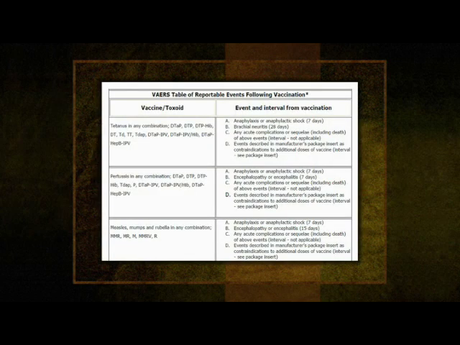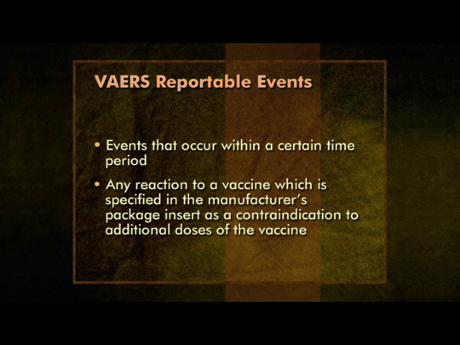The Childhood Vaccine Injury Act requires healthcare providers to report adverse events following immunization that are listed on a table of reportable events, a section of which is shown here. Reportable events listed on the table include events that occur within a certain period of time, such as anaphylaxis within 7 days for many vaccines and brachial neuritis within 28 days following tetanus-containing vaccines, or the occurrence of any reaction to a vaccine which is specified in the manufacturer's package insert as a contraindication to additional doses of the vaccine.